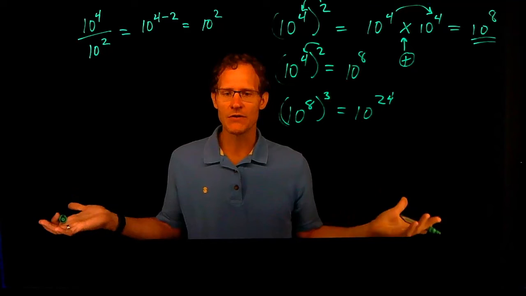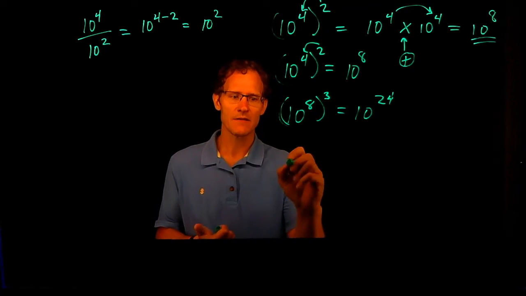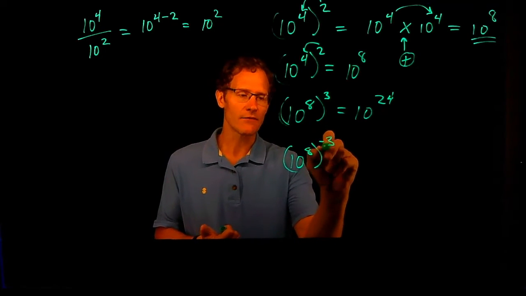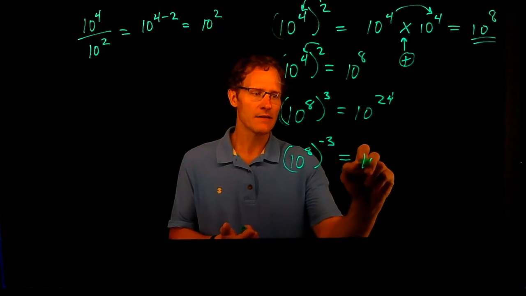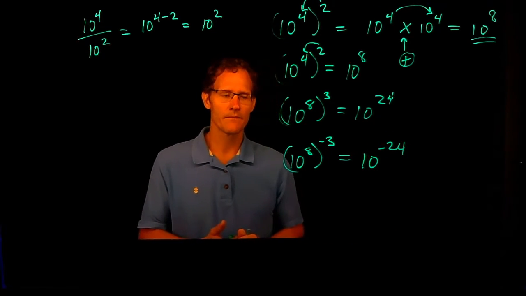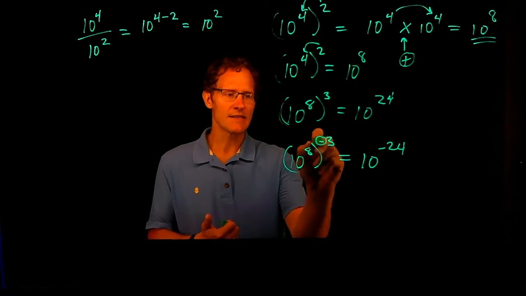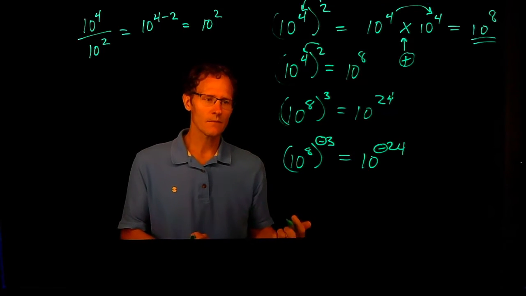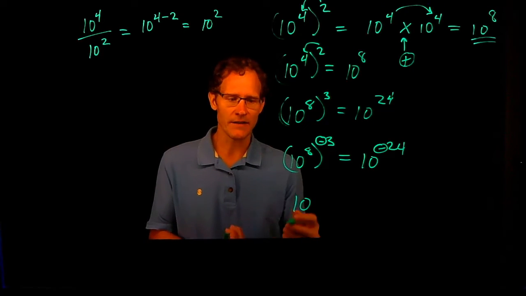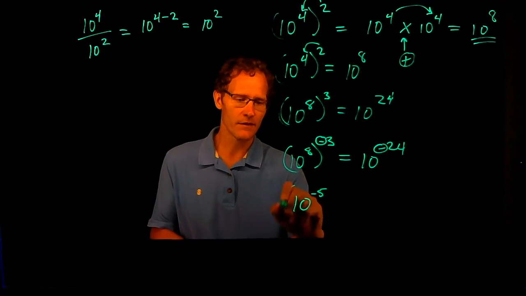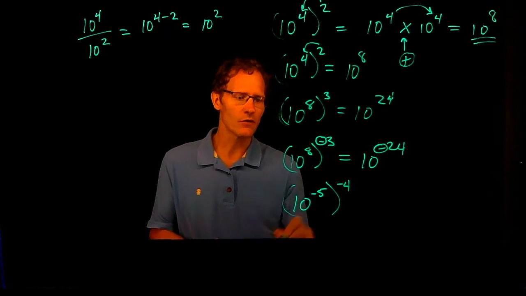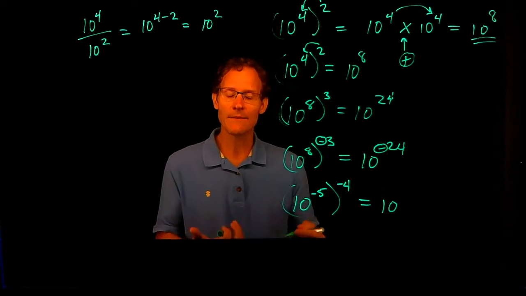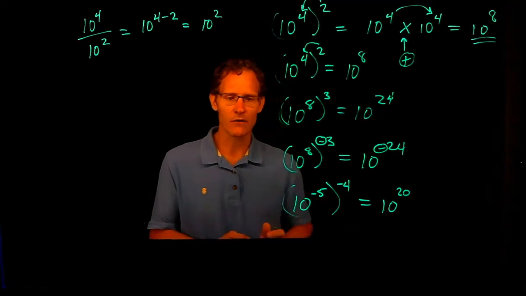Negative exponents don't really impact things. The same approach happens. If we have 10 to the 8th raised to the power of negative 3, this ends up being 10 to the negative 24. The only difference is this negative sign carries through, so it's 10 to the negative 24. If both exponents are negative, if I have 10 to the negative 5 to the power of negative 4, well, this ends up being 10 to the negative 5 times negative 4, or 10 to the power of 20.